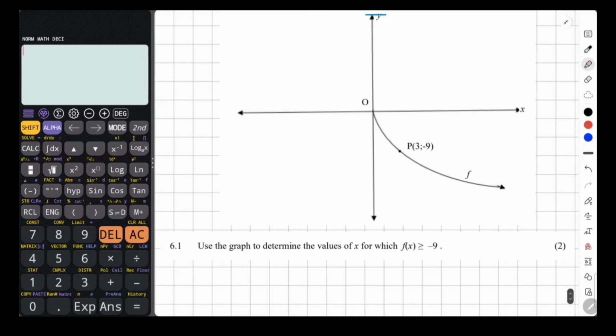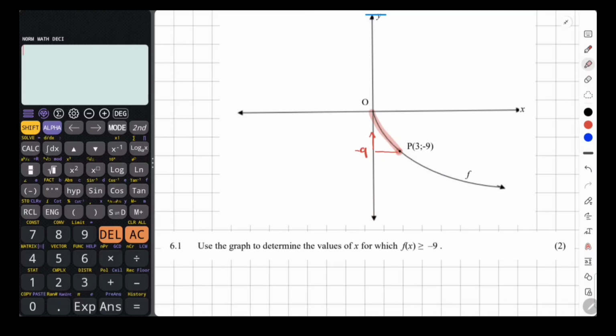So let's just mark the places where this graph, or where the y values of the graph will be greater than or equal to negative 9. So if this is negative 9 over here, negative 9 is here. The places that are greater than negative 9 would be above here. So we're taking all the parts of the graph that are above this line. But because it said greater than or equal to, we'll also take that point as well and every other x value above it.